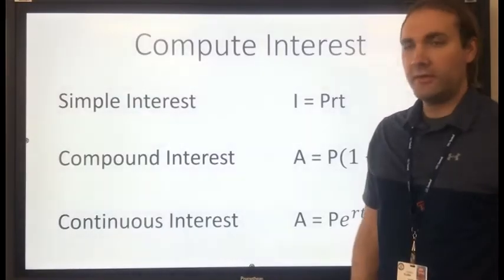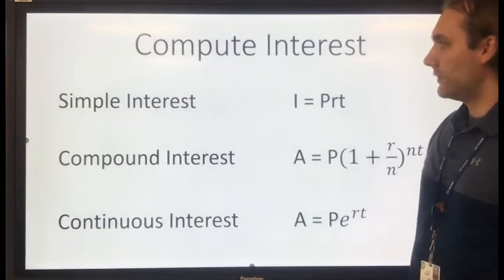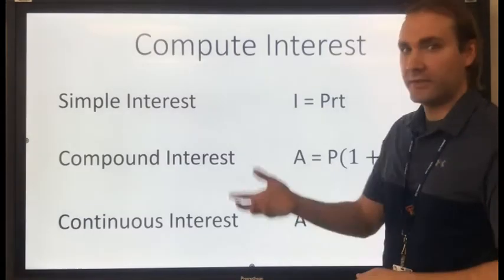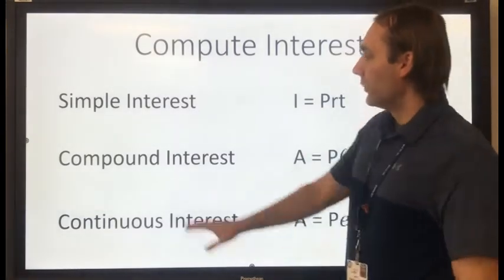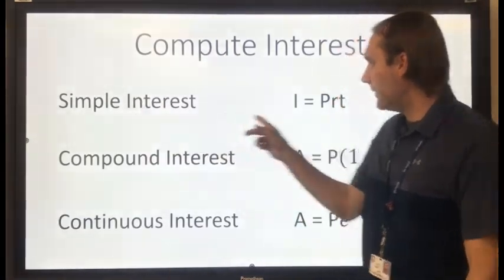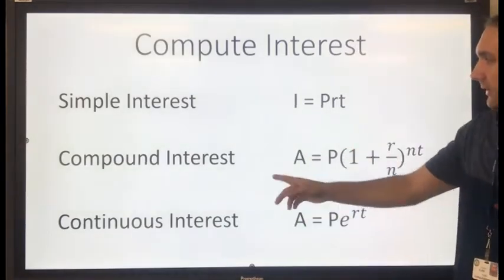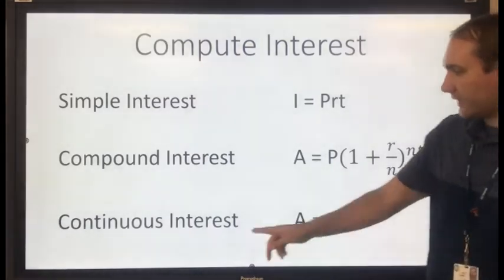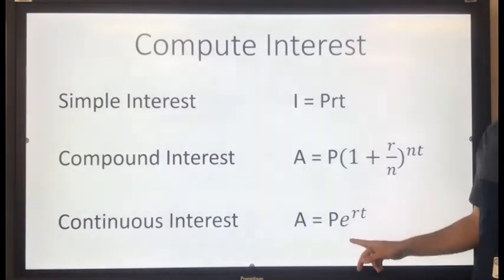Now, the big takeaway from this section, though, is being able to compute interest. How much money you make on investment or how much you have to spend based on money given to you. We're going to look at 3 types of interest. Simple interest, I equals PRT. Compound interest, so you're getting several payments each year. And then continuous interest, which has this e, which I'll explain later.